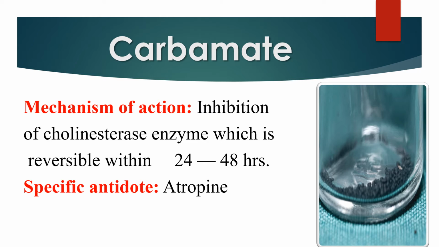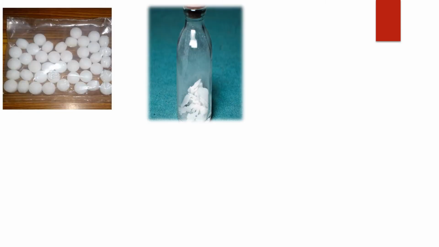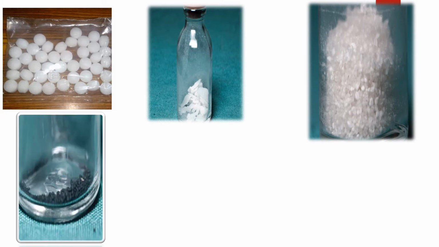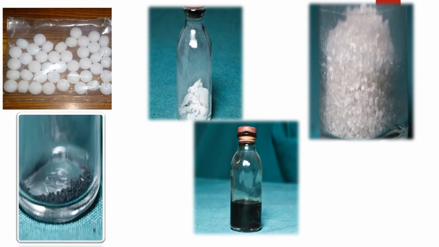So, because the effect is reversible, we must not give the patient with carbamate toxicity oximes. We will just give him atropine for muscarinic manifestations. So in this section we took naphthalene, caustic potash, oxalic acid, carbamate, and phenol.